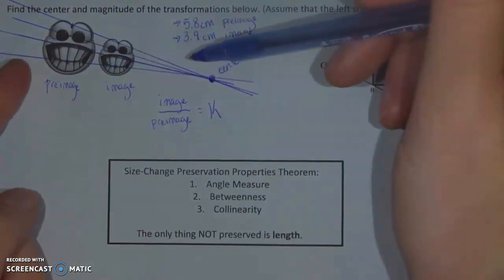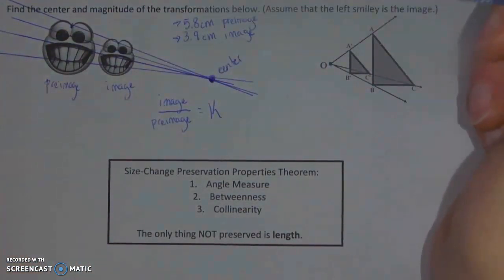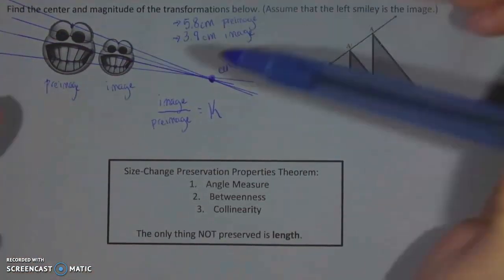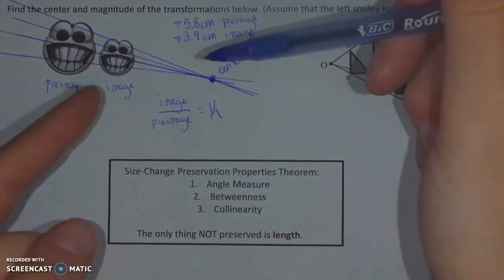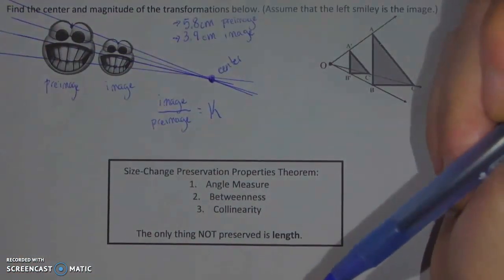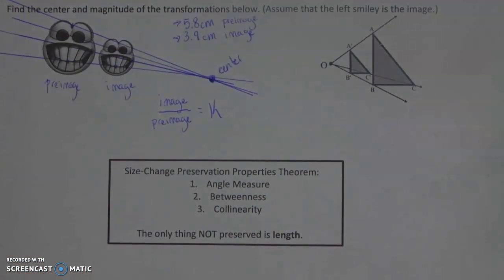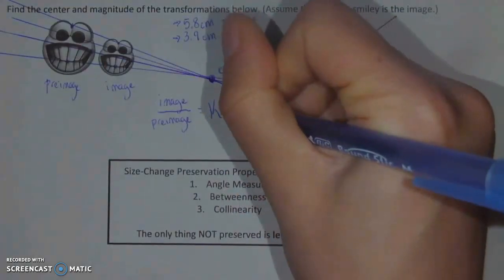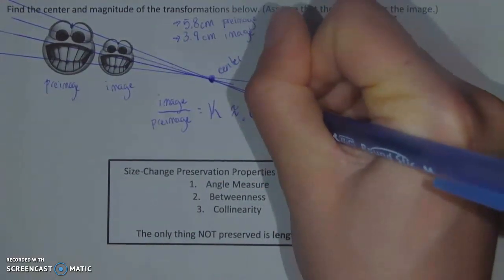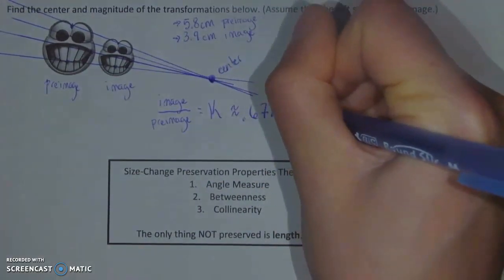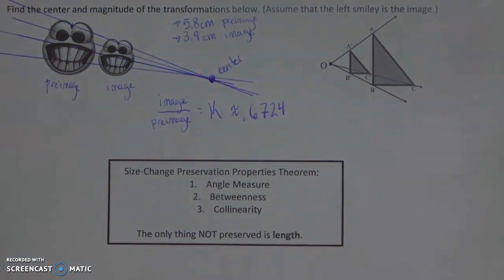If you get those two ever mixed up, just flip your fraction. So if you did this whole thing and you're like, wait, I got an answer that's like 3.4 and it's supposed to be shrinking, it just means that you switched image and pre-image here. Just find the reciprocal of it and you'll have your answer. But of course, if you do image over pre-image, it will always be correct. So let's find what that is. We've got 3.9 divided by 5.8, giving us an answer of about 0.6724 for mine.